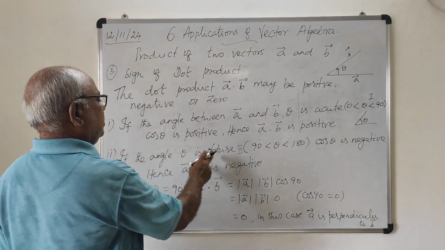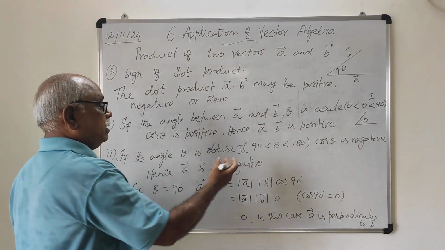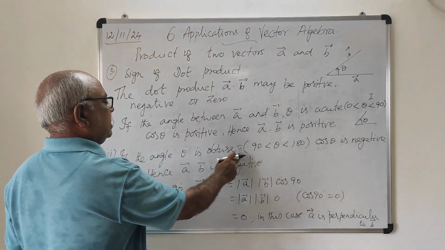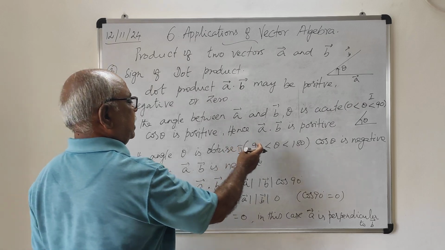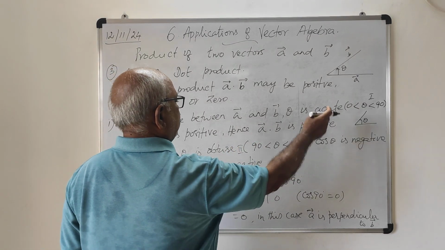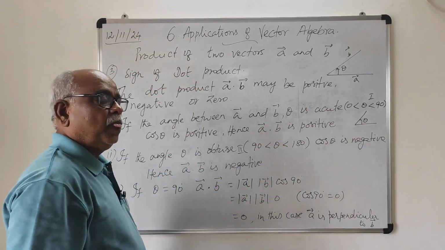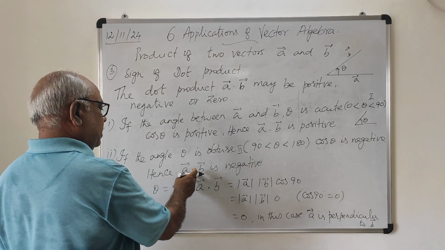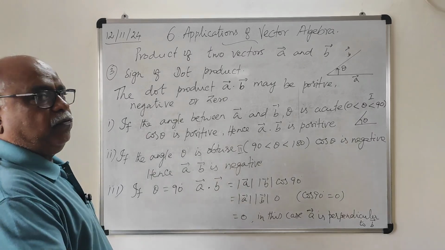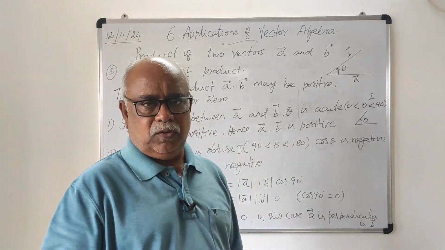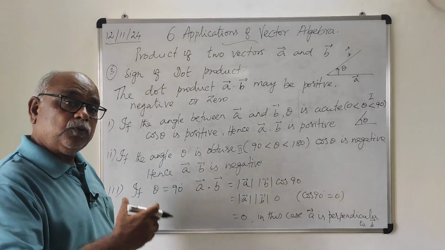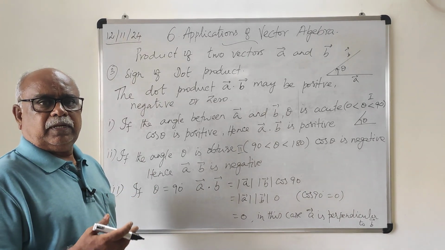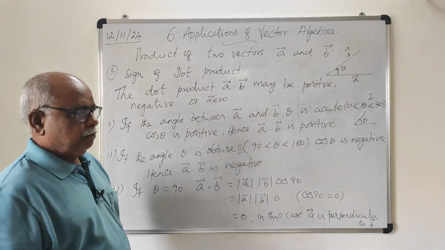Next, if the angle theta is obtuse, that is, theta lies in the second quadrant, between 90 degrees and 180 degrees. In the second quadrant cos theta is negative. Therefore, A dot B is negative. So A dot B negative implies that theta is obtuse. If A dot B is positive, theta is acute. If A dot B is negative, then theta is obtuse, which is in the second quadrant, between 90 degrees and 180 degrees.